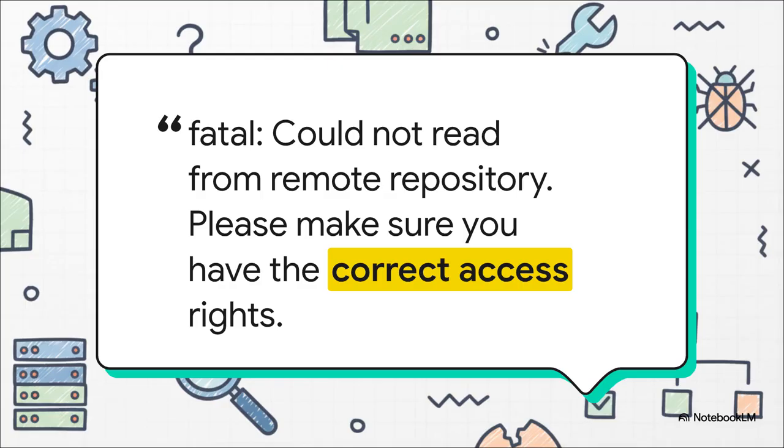The infamous wall of red text. You run a playbook, it fails, and you get this, a giant, cryptic blob. Buried somewhere in there is a clue, something about correct access rights, but good luck finding it. It's just a mess, and frankly, it's enough to make you want to walk away.